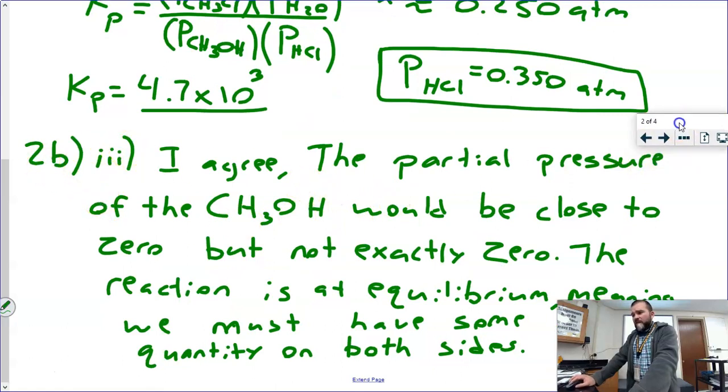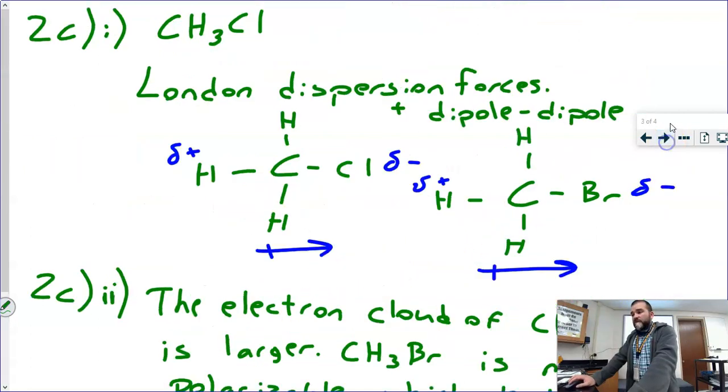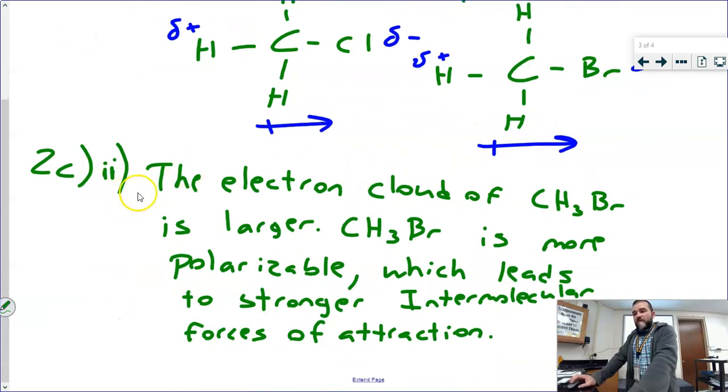2B3, again, the partial pressure of the CH3OH would not be 0, it would be very close, but again, it's at equilibrium, so we must actually have something on both sides. 2C was related to intermolecular forces. CH3Cl has London dispersion and dipole-dipole. 2C2 was asking why CH3Br has a higher boiling point or vaporization point. And the reason was it has stronger intermolecular forces. Well, why are the intermolecular forces stronger? Because there's more electrons and it's a bigger molecule and it's more polarizable as a result.